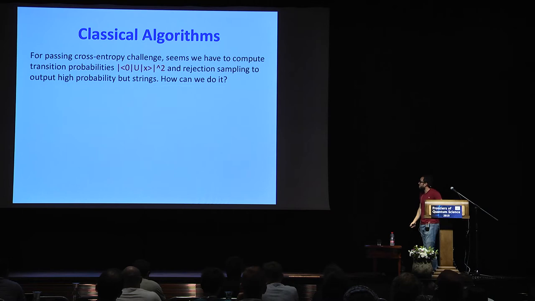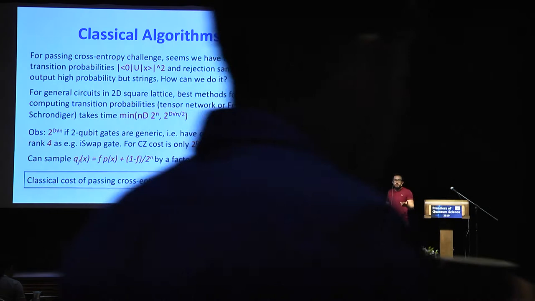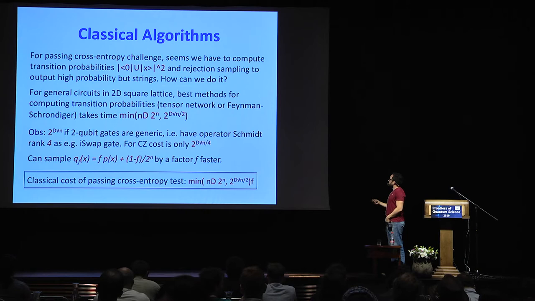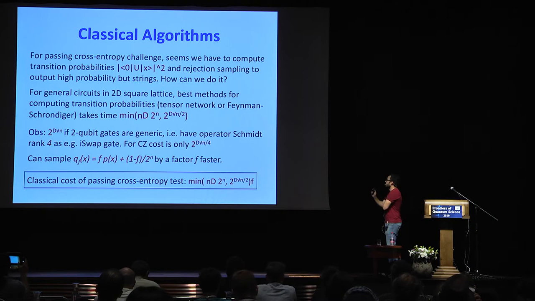This is a pretty general problem, right? We just want to understand how to compute transition probabilities of some quantum evolution classically. People have worked on that for decades. And of course, we can also consider time evolution of some time-independent Hamiltonian. There are other methods, right? But here, for circuits, there are two methods which are the best.